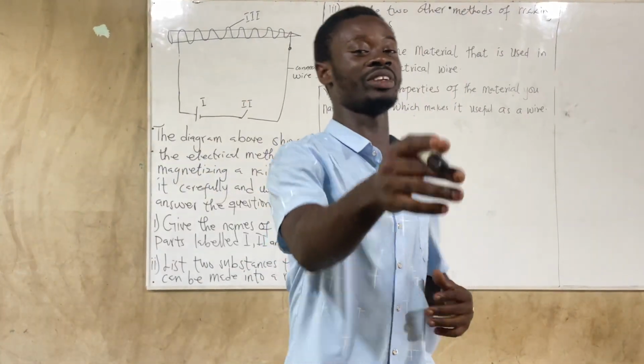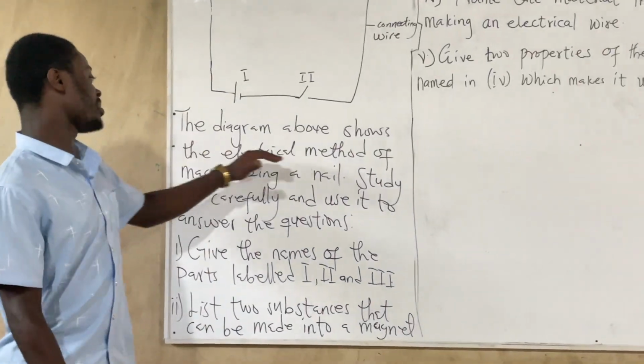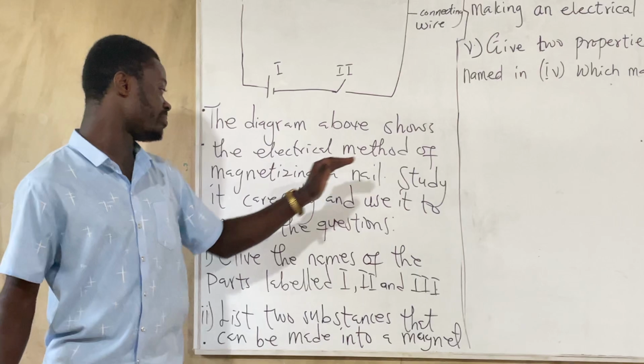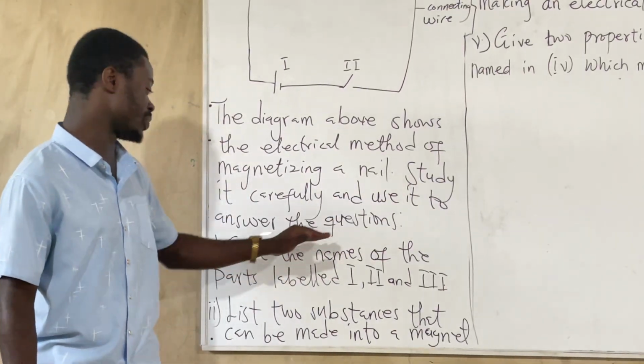Today we have another wire question on the board. Let's solve it. Okay, the question says the diagram above shows the electrical method of magnetizing a nail. Study it carefully and answer the questions that follow.